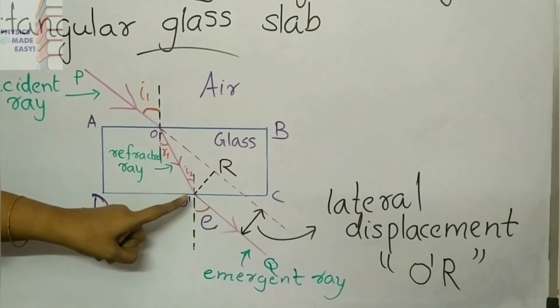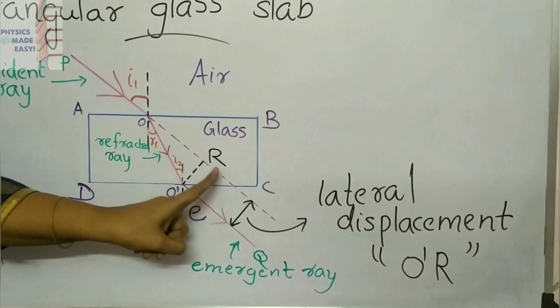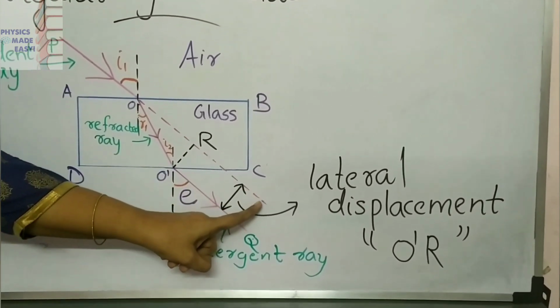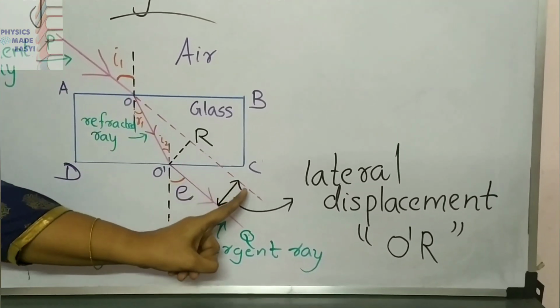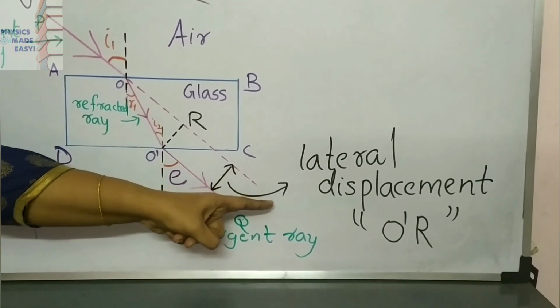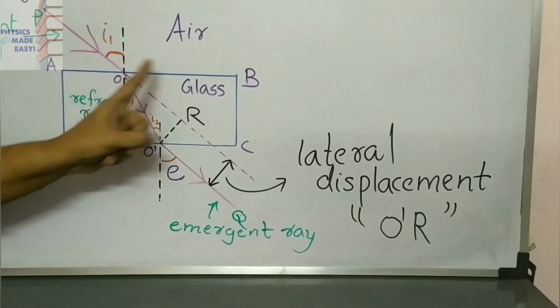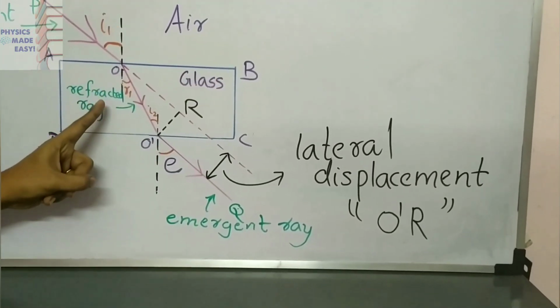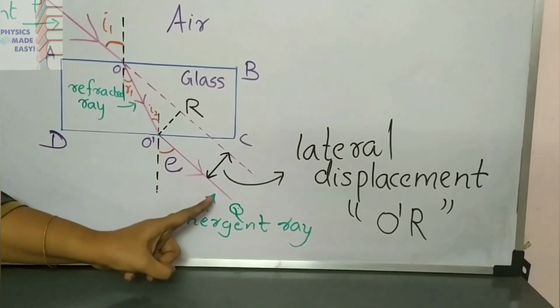Okay children, here you can see this is the direction of the incident ray, the original path of that incident ray. If this glass slab was not there, it would go through the same path. Here the glass slab is there, that's why there is refraction, and this is the emergent ray.